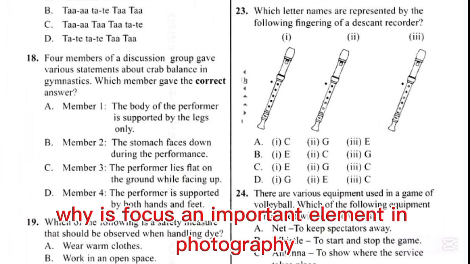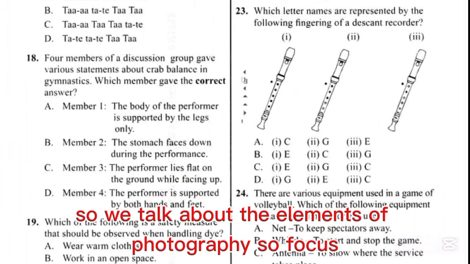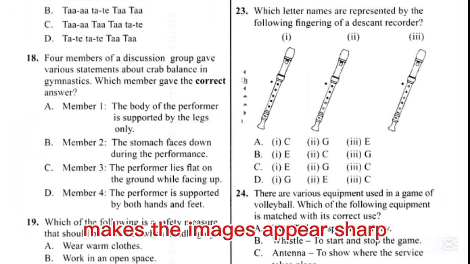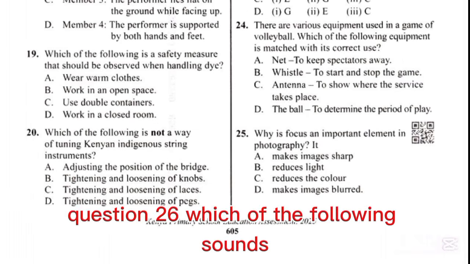Question 25. Why is focus an important element in photography? So we talk about the elements of photography. So focus, it makes the image appear sharp. Makes the images appear sharp.